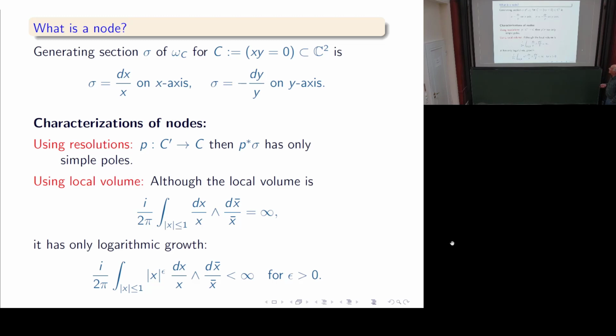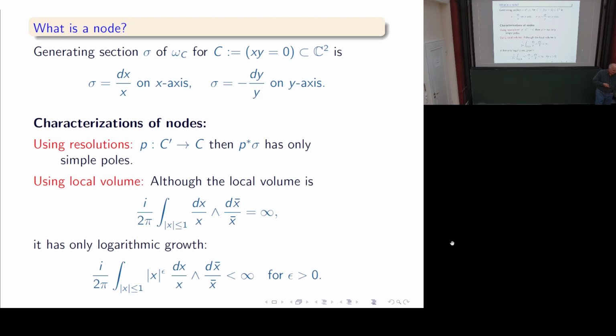So let's write down the dualizing sheaf of a node. It is dx over x on the x-axis and minus dy over y on the y-axis. With this minus sign, they actually match. There is this annoying minus sign in this theory that is rather pervasive, and sometimes you have to worry about this.